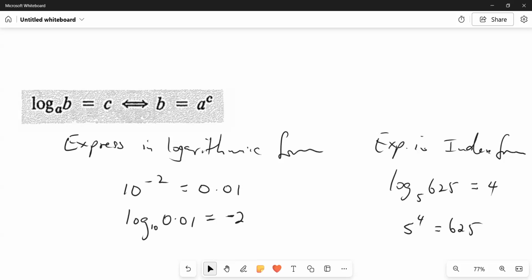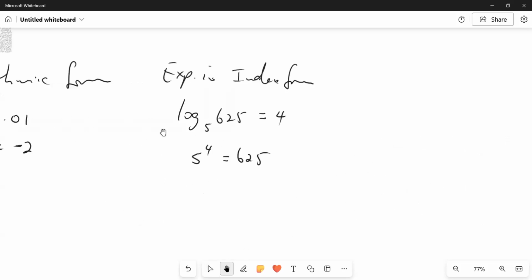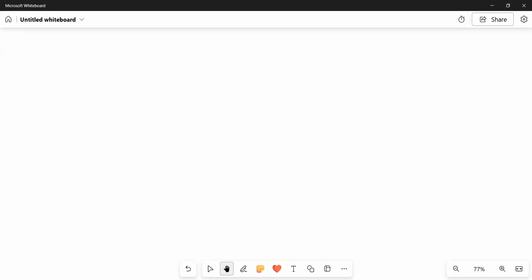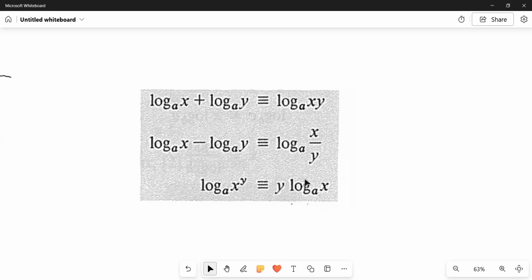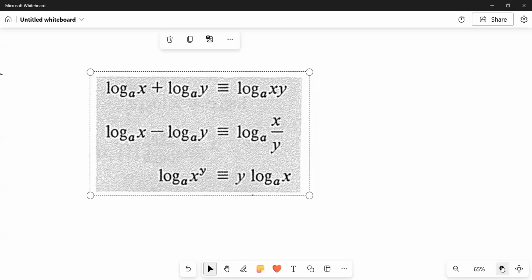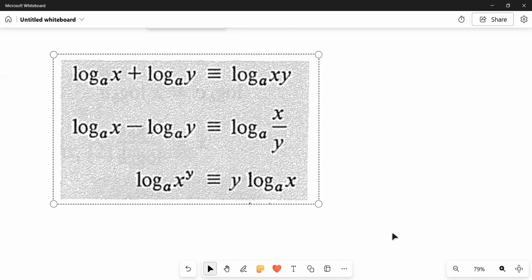Yes, sir. Good. So one of the things, all right, let me go into the laws first, and then let me fetch the laws for you. Just like how you have the laws of indices, right? You have the laws of logarithm, right?